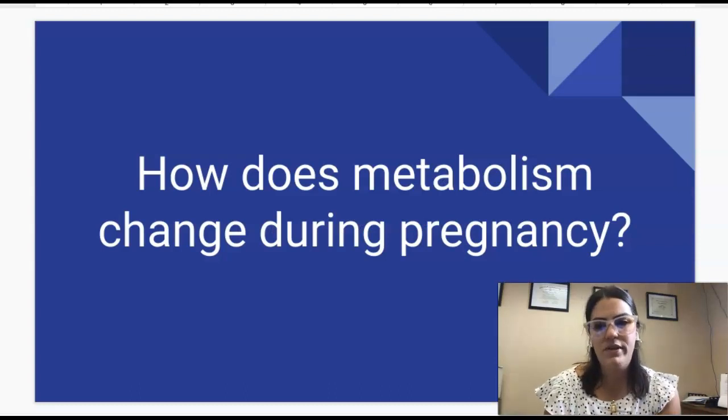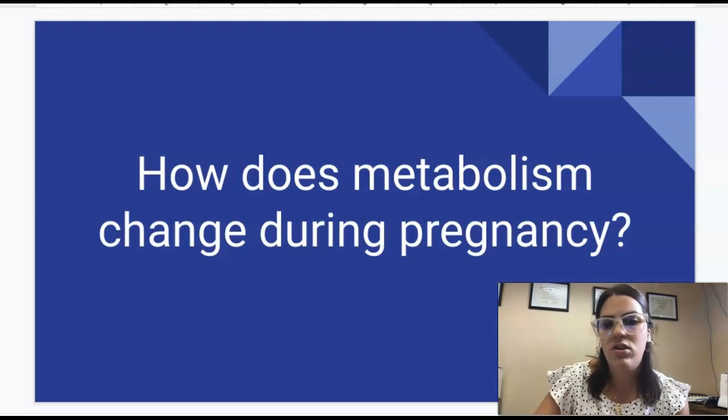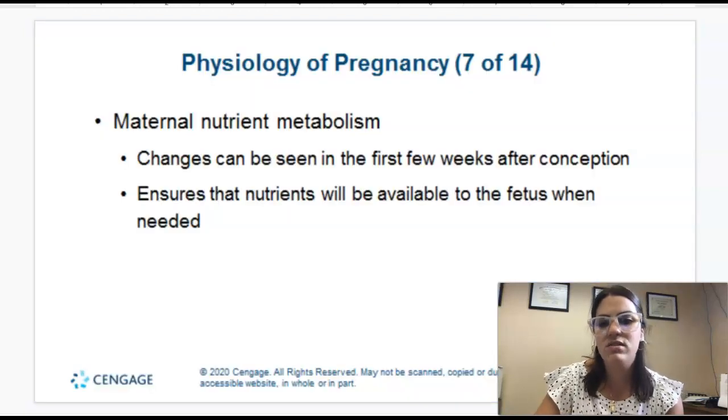So we've kind of briefly mentioned how metabolism changes during pregnancy. We're going to take a look at the specific nutrients. So some of these changes in metabolism for pregnant women can be seen in the earliest stages, even just a few weeks after conception. And the whole purpose of this is to make sure that those nutrients are going to be available to the rapidly growing fetus exactly whenever they're needed.